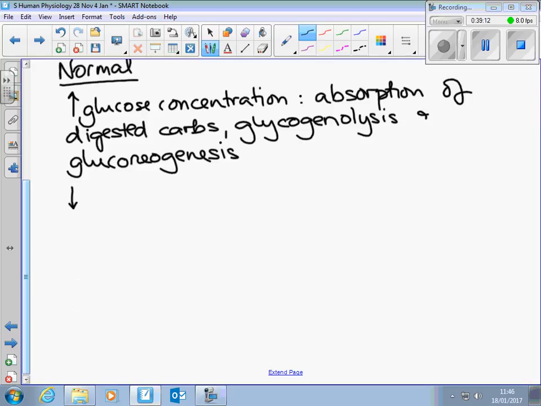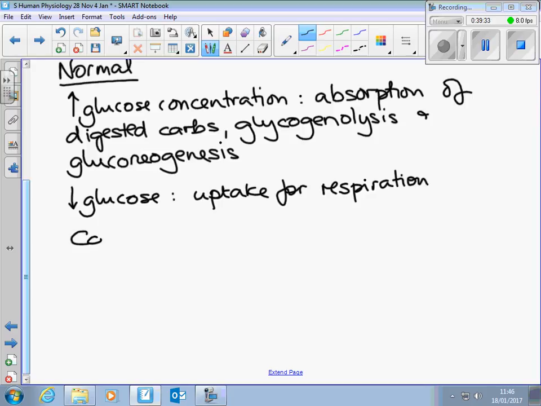Then what will reduce blood glucose? Well, it's really uptake by cells for respiration. There's nothing much else, unless it's filtered out by the kidneys because there's so much of it, but that doesn't really count. All right, so you've got your control processes in here then.